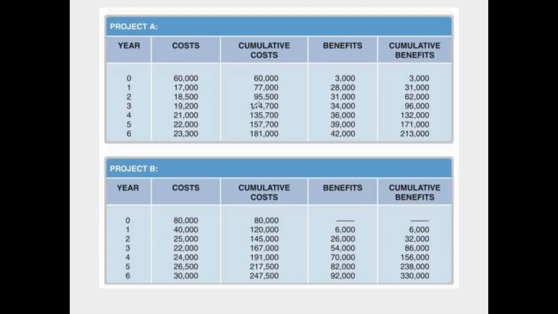So after 3 years, the cumulative cost is 114,000, and the cumulative benefits are 96,000. By 4 years, we have 135 and 132. Definitely between 4 and 5 years. Good, Tarindo. Yes, after 4 years, 4 and some.